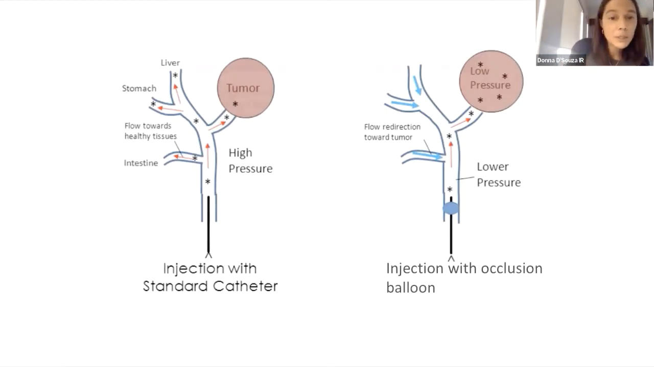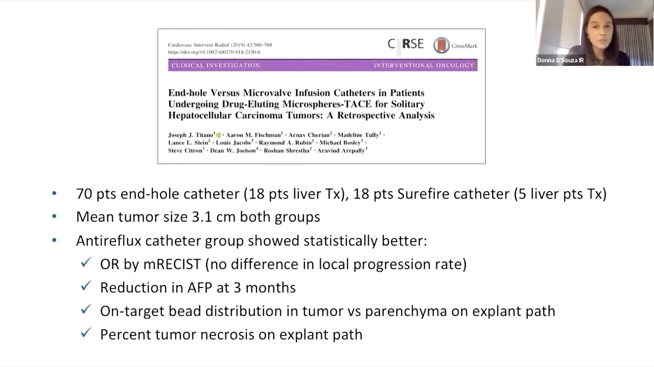There is some literature on this. There's not a lot. Most of it's done in the setting of TACE. This was one of the studies that I like, and they looked at 70 patients with an end-hole catheter, it was a Renegade catheter, and 18 of those patients got a liver transplant, and then 18 patients with the Surefire catheter, 5 of whom got a liver transplant. The mean tumor size in both groups was 3.1 centimeters, so they weren't large tumors either.